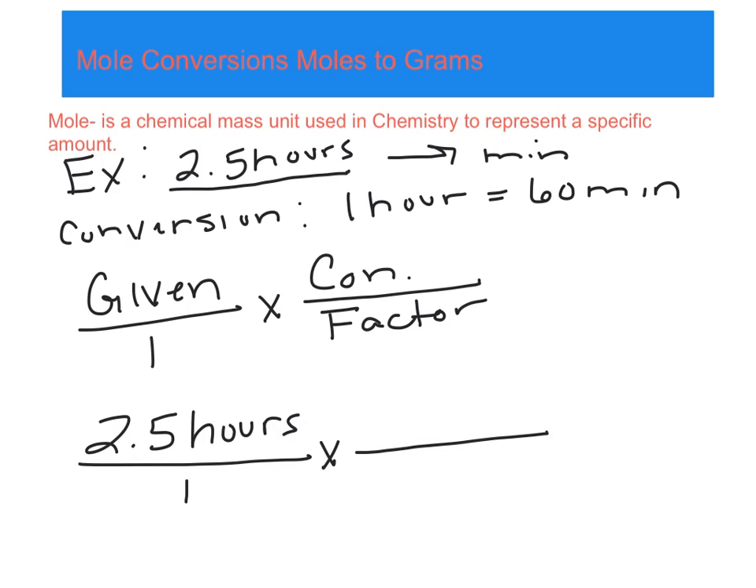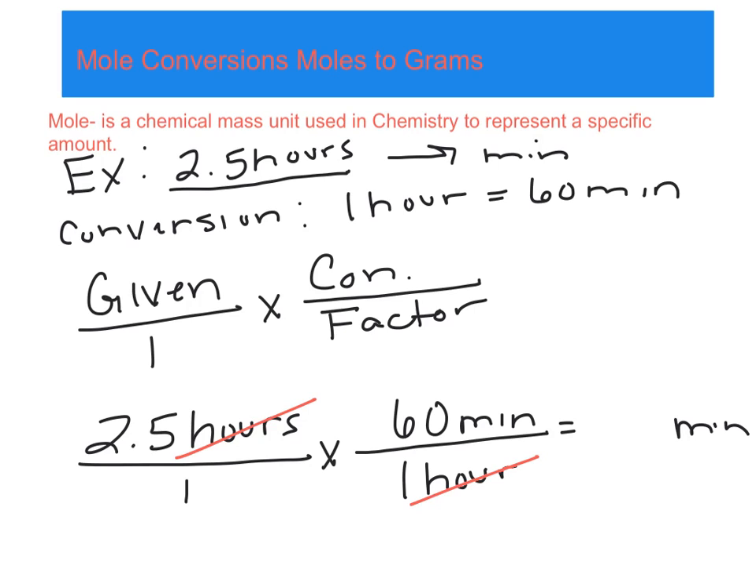I'll give you a hint. If you have hours here, you want to put hours here, so they cancel out. So if 1 hour goes on the bottom, what has to go on top? Well, in this case, the 60 minutes. What happens to the hours? Well, the hours cancel. And if the hours cancel, what are you left with? You're left with minutes. So whatever answer you get, you're going to get in minutes.